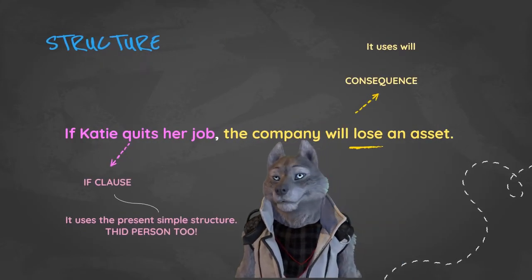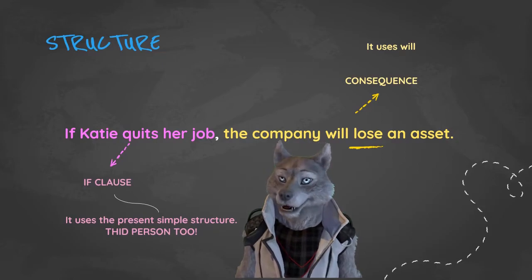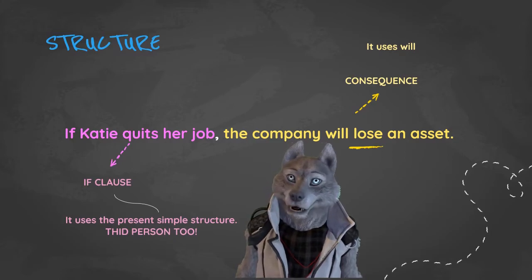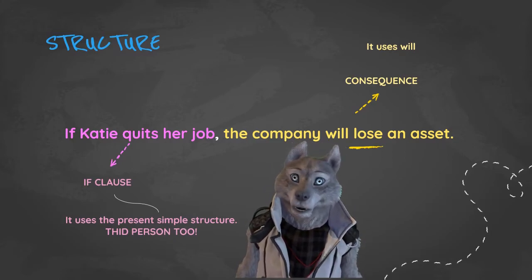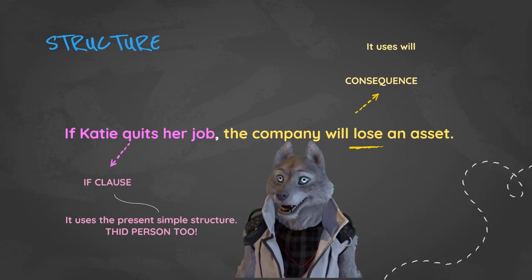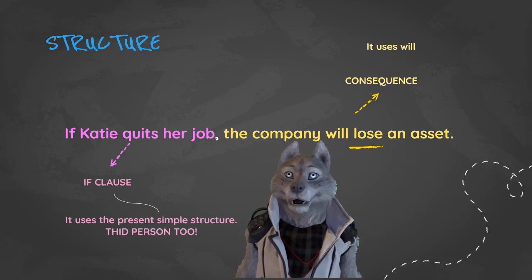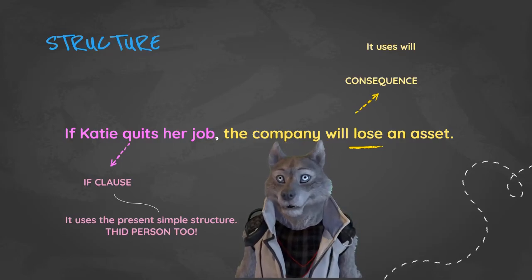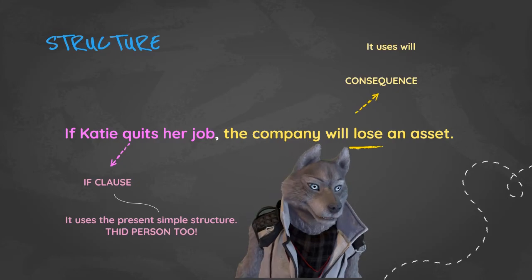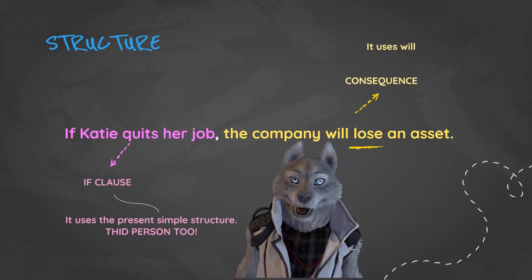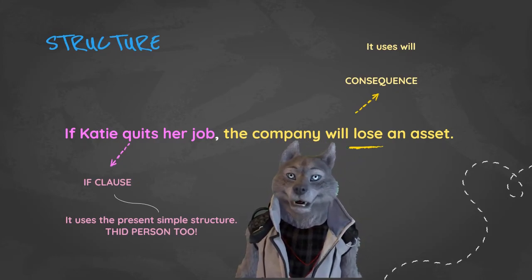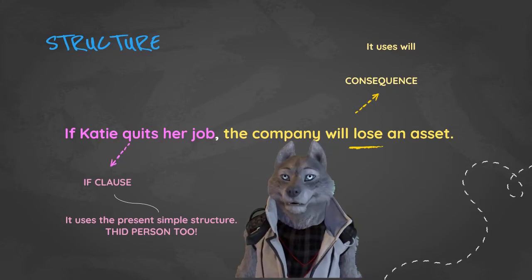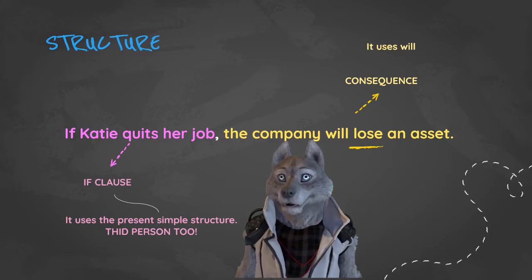I know some people may have issues with the third person, so we're going to use an example here with the third person. If Katie quits her job, the company will lose an asset, something or someone really important. So, Katie quits. As you can see, we have to have the conjugation of the third person. Again, it's the if clause, so we have to follow the rules of the present simple. The other part doesn't matter because will is the same regardless of the subject or noun. So that's easy.